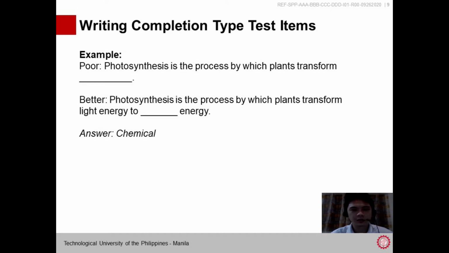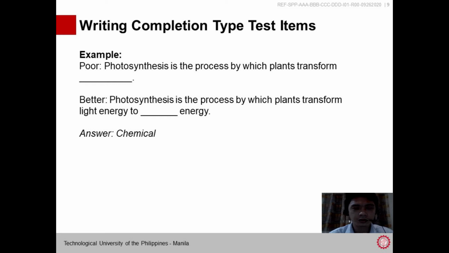Next example, photosynthesis is the process by which plants transform blank. Ito isang poor na completion type test items kasi mukhang halata na maraming word yung tinanggal dito and after ng word na transform, halata na hindi lang isa yung correct answer na ilalagay kundi phrase siya. Ayon kasi dito sa statement, ang photosynthesis daw ay may prosesong pinagdadaanan na merong transformation. Ibig sabihin ng transformation, merong pagbabago from one thing to another. Ibig sabihin dun pa lang, hindi isang correct answer lang pwedeng mailagay dito kundi phrase talaga, which naging reason bakit poor itong completion test item na to.